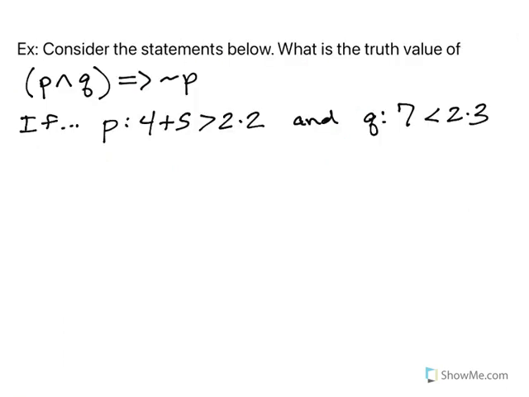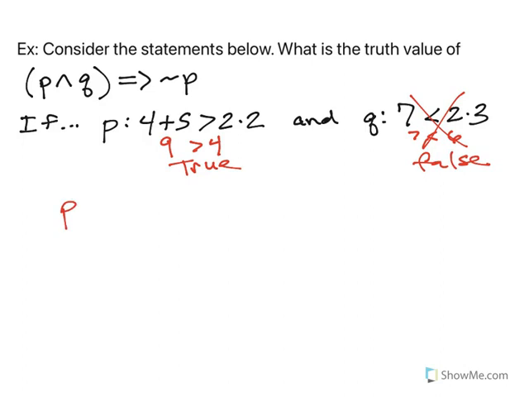And let's do one more here. Consider the statements below. What is the truth value of P and Q? If P and Q, then not P. Okay, so first of all, look at what we're given. P is 4 plus 5 is greater than 2 times 2. Well, that's 9. Is 9 greater than 4? Yes. So this is true. And Q says 7 is less than 2 times 3. Is 7 less than 6? No. So Q is false.